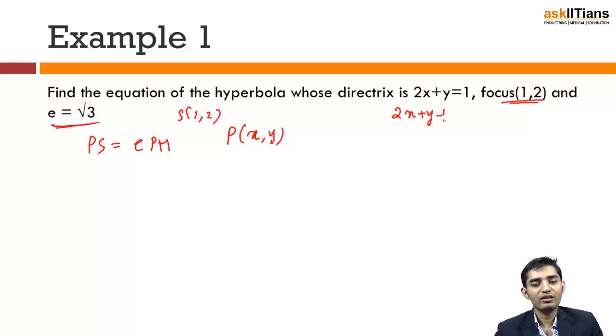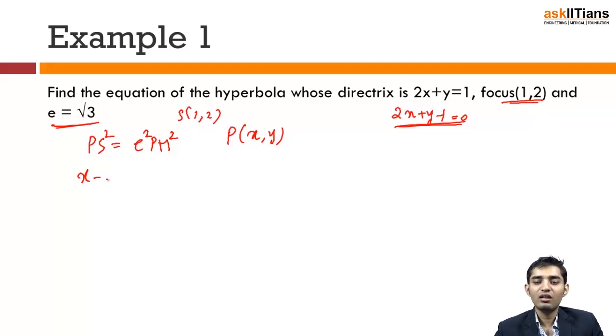Let me write down this directrix like this. Let me take minus 1, this 1 to the left hand side. Okay, so this is the equation of directrix. So what will be PS? PS, now first of all you square it both sides, right? Square it both sides, because by applying distance formula I will get a root, right?